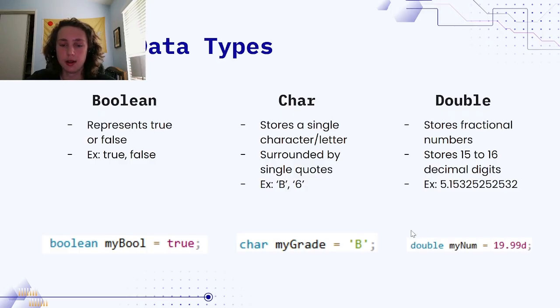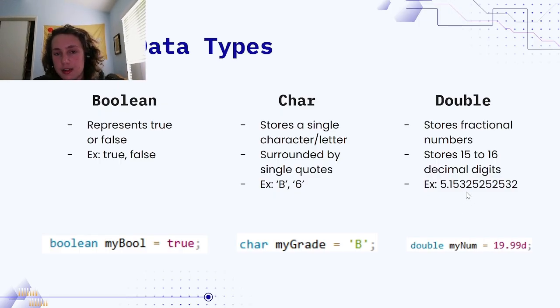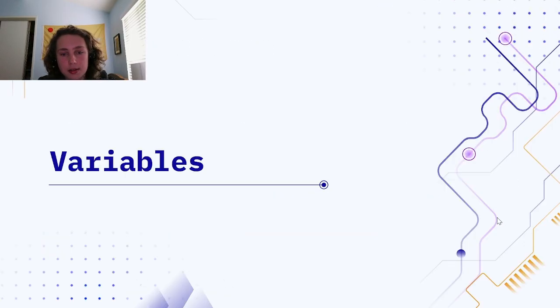And a double, which is basically the same as a float, but it's longer. It stores numbers that are 15 to 16 decimal digits after them, as opposed to a float, which is just 7. So we will generally want to use doubles because they are more precise. And yeah, so let's talk about variables.